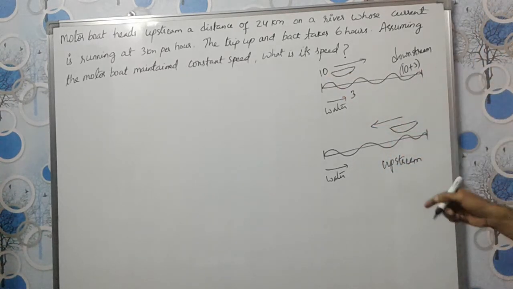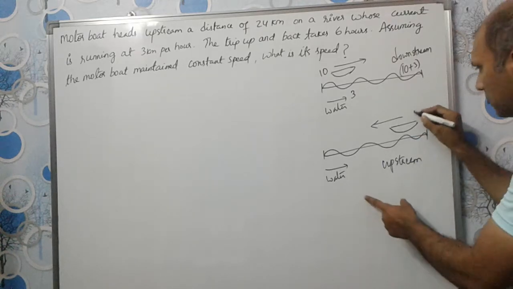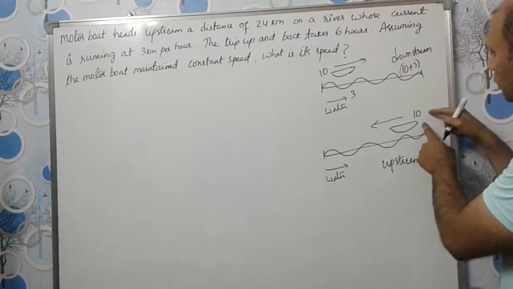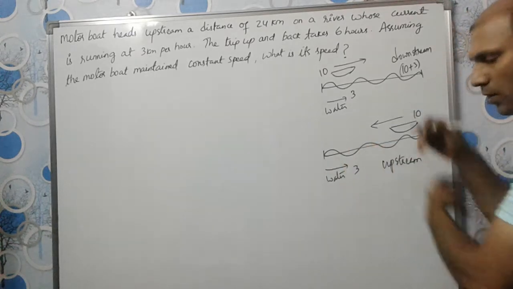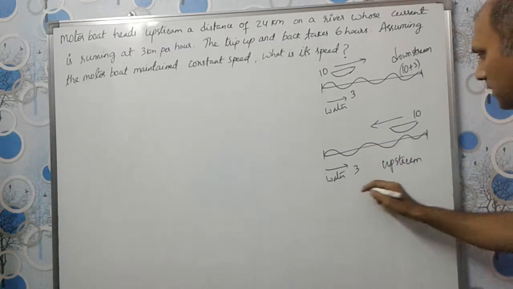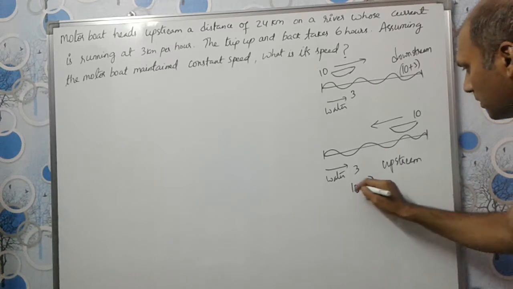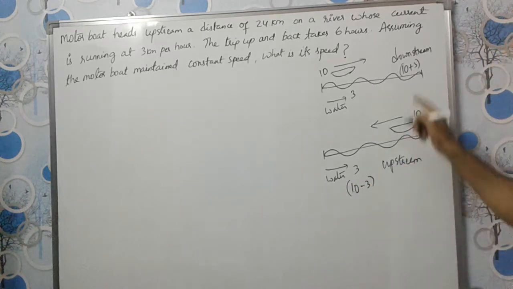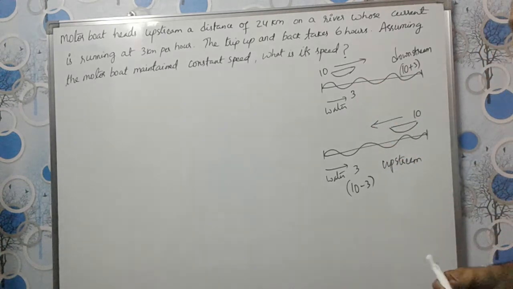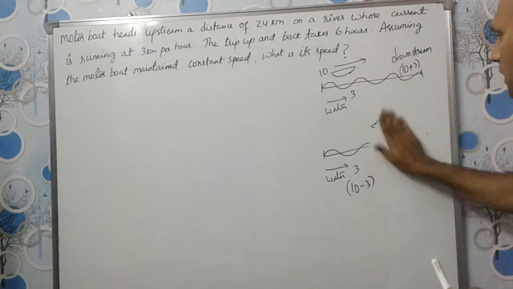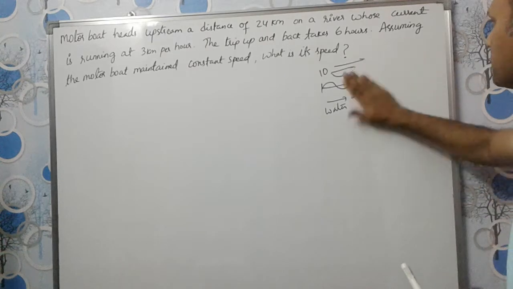Okay, 10 plus 3. Now here, if we take the speed of the boat as 10 and the speed of the water as 3, the boat is going in the opposite direction. The speed will be less. It will be 10 minus 3. So remember, in downstream we will add the speeds, in upstream we will subtract the speeds. Okay, I hope you understood this, upstream and downstream.